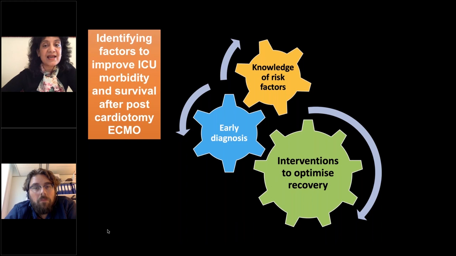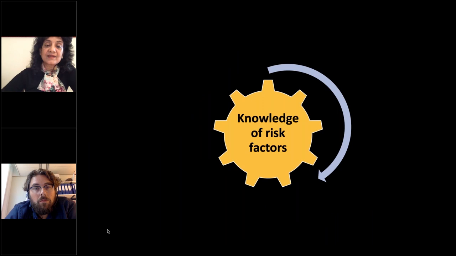One is knowledge of risk factors. Second, early diagnosis of the problem, and third, early interventions to optimize recovery. And what I will do in the course of this talk is to go through these three cogs separately, one after the other. So let's look at the knowledge of risk factors.